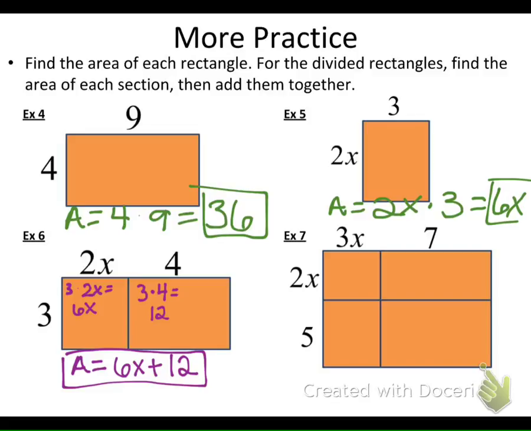Looks like we're going back to 7. What? We learned this in 2nd grade. We did.